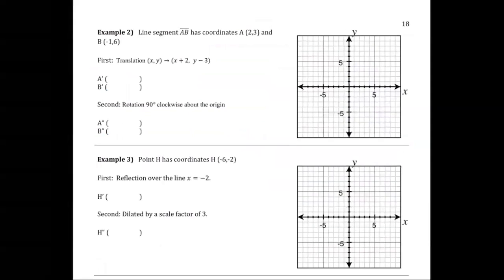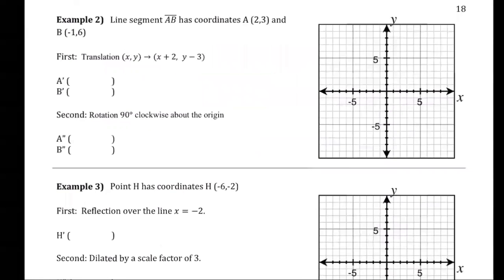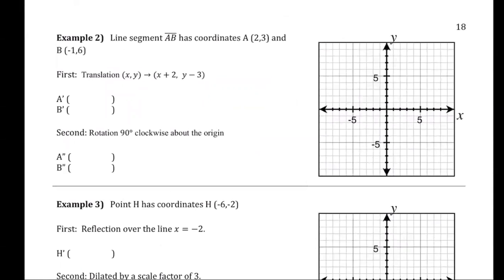So if we look at example 2, let's see what we got here. It looks like we actually have a translation and then a rotation. So let's start by plotting our original points. Point A is going to be at 2, 3, so I'm going to go right 2 and up 3. And then point B is going to be at -1, 6, so I'm going to go left 1, up 6. And that's where point B is.